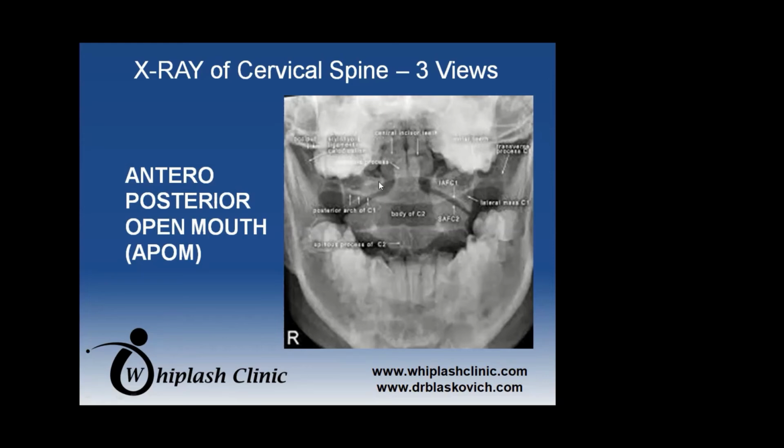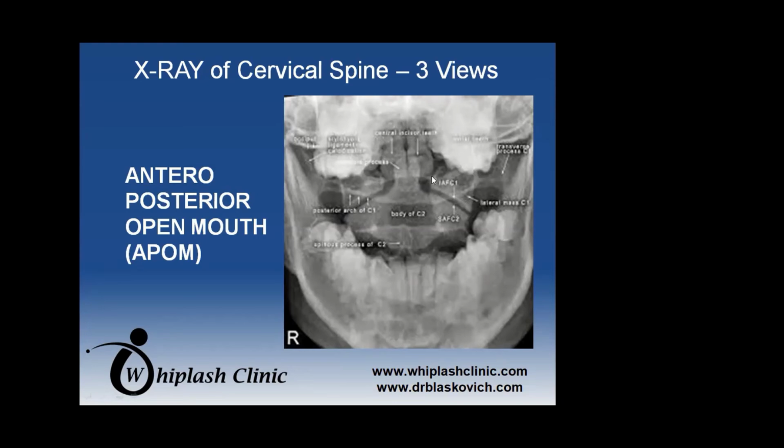But to give you an outline, the axis, which is C2, starts, if you can see the arrow here, it goes up at an angle. There's a little bit of a notch and it goes up into the dens, which is the tooth-like structure on C2, comes back down. There's a little bit of a notch and then it goes down at about a 30-degree angle off.